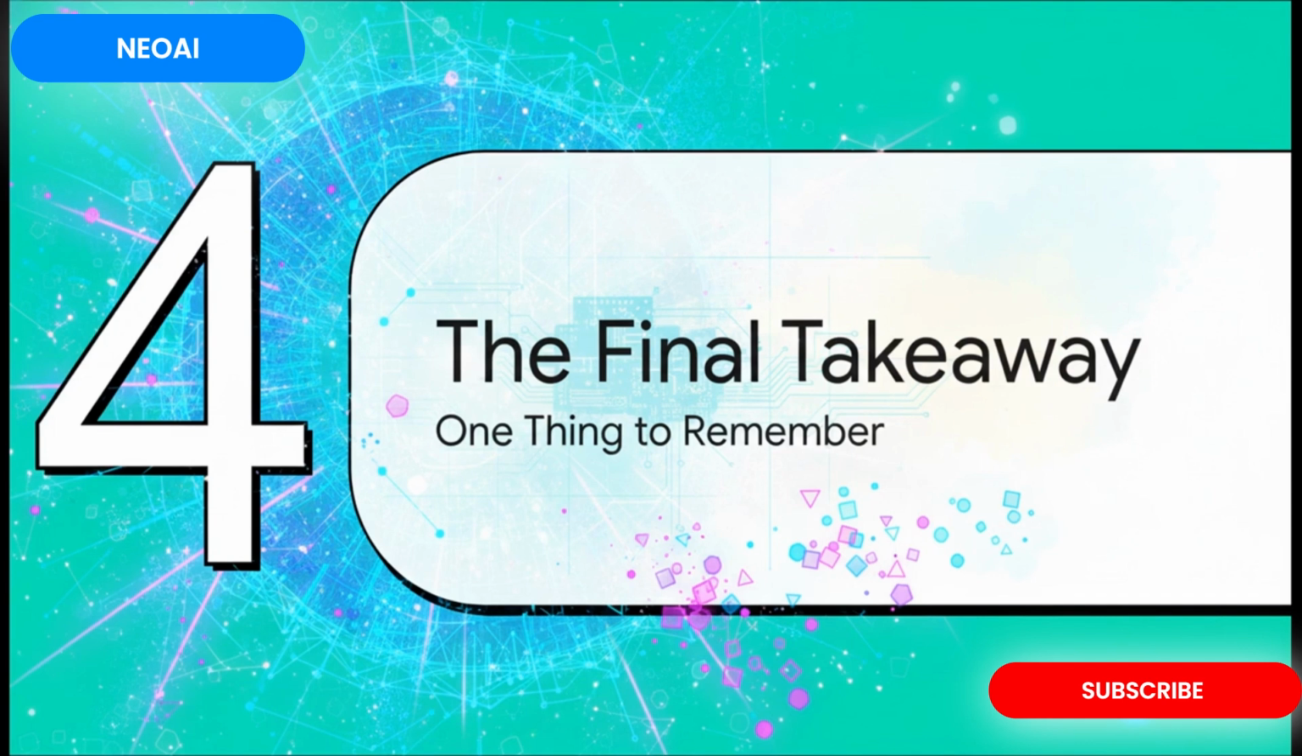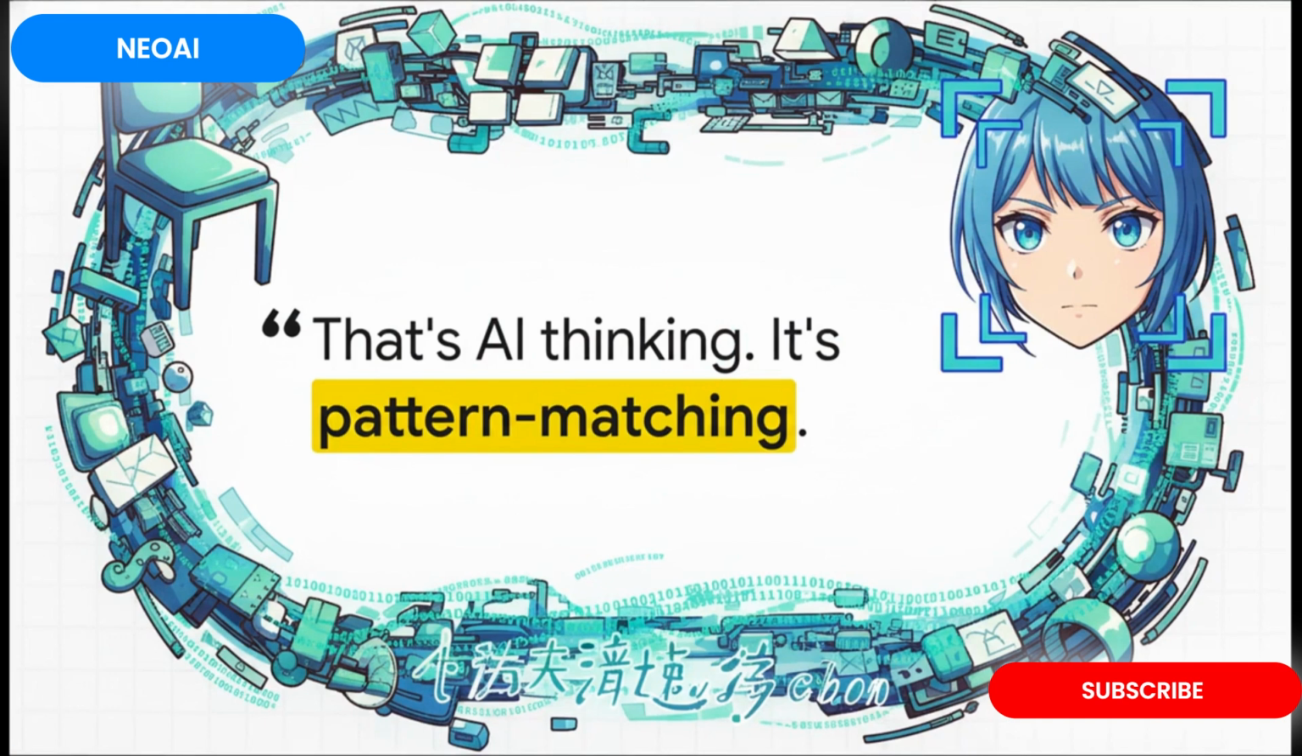So, let's bring it all home. What's the one single thing you should remember from all this? If you forget everything else, just remember this next part. When you boil it all down, modern AI is just pattern matching. Whether it's spotting a chair in a photo, or translating from Spanish to English, or even writing an email for you, it's all about finding and then recreating patterns from all the data it was trained on.